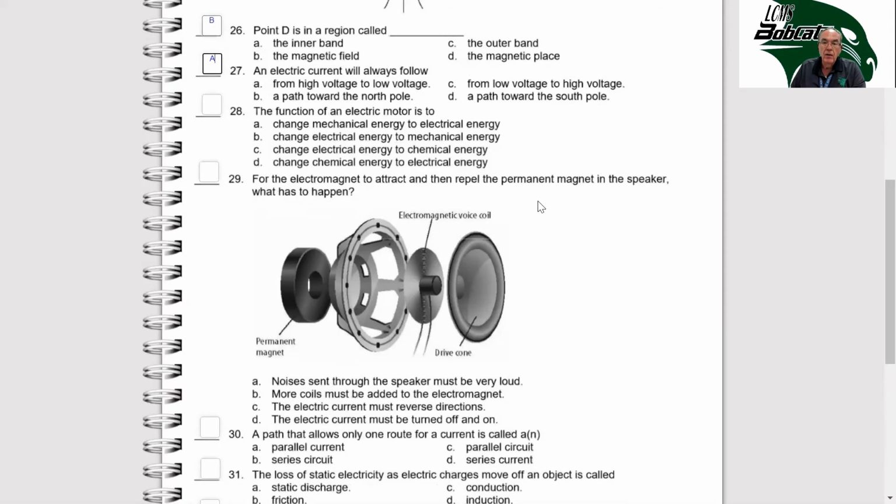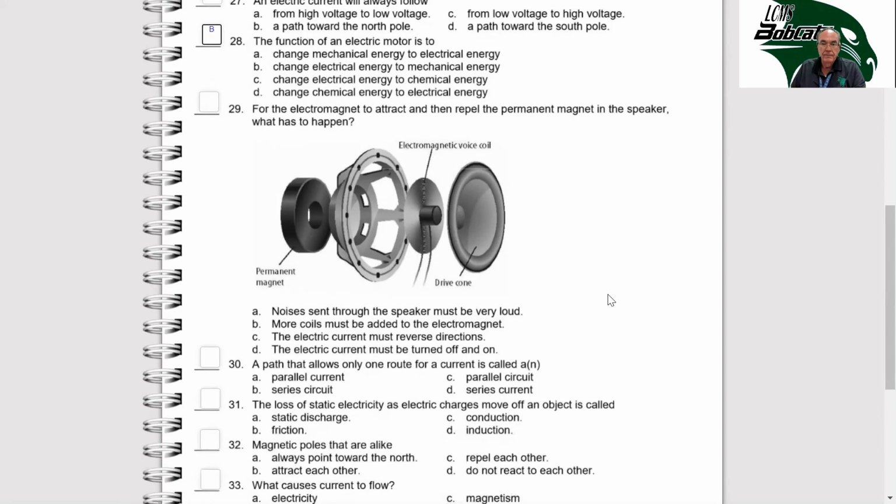Function of an electric motor is to change electrical energy into mechanical energy. It takes the electrical energy and it makes something turn. So to change mechanical to electrical, no. To change electrical to mechanical, that sounds right, but let's check the other choices. Electrical to chemical, no. Chemical to electrical, no.